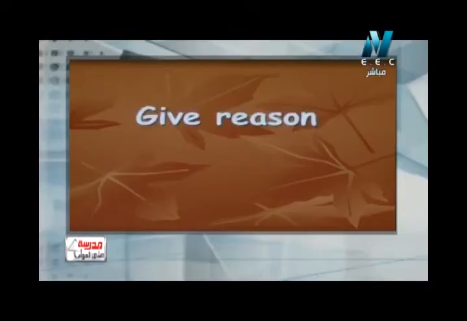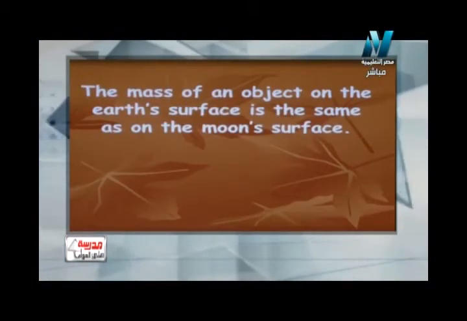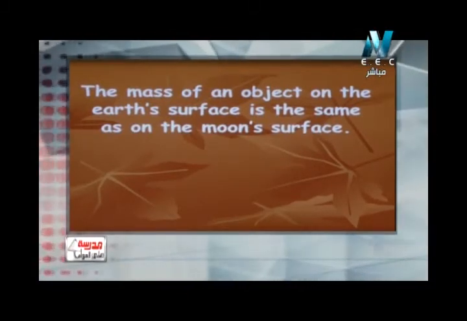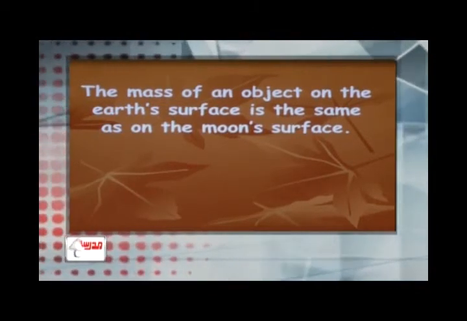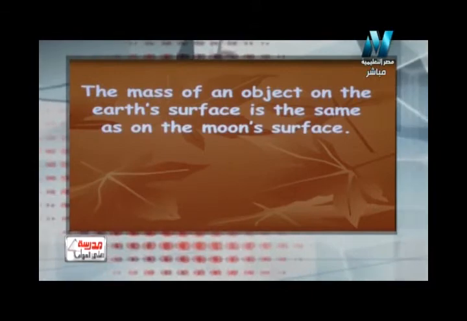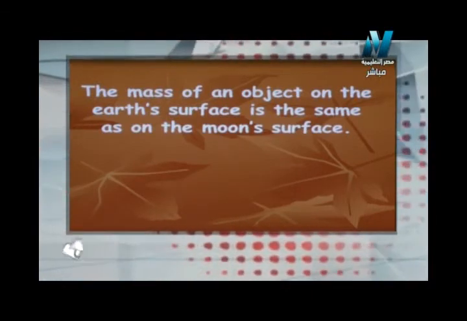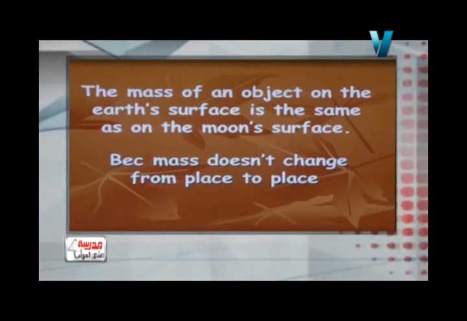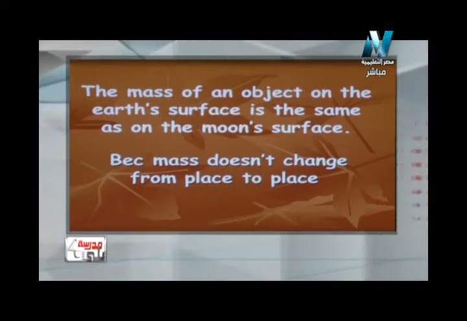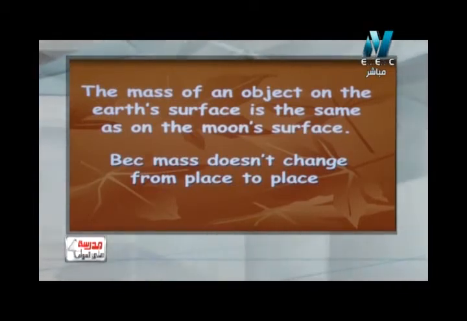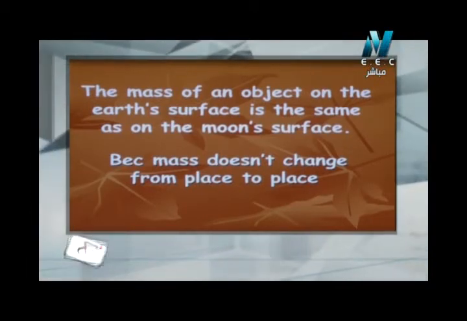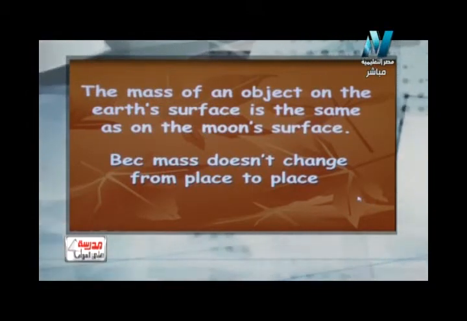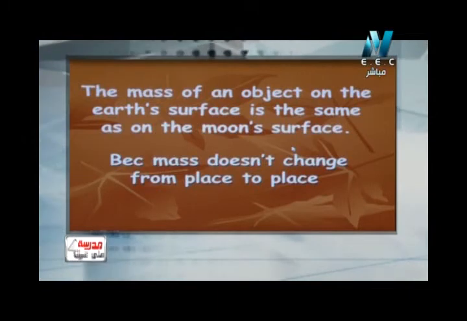The question says, give reason number 1. The mass of an object on the Earth's surface is the same as on the Moon's surface. It means the mass of any object on the Earth is equal to the same mass on the Moon or any other place, because mass doesn't change from place to place. We know that mass is a constant value that doesn't change from place to place. Mass is a constant value not affected by a change of place. Again, the mass of an object on the Earth's surface is the same as on the Moon's surface because mass doesn't change from place to place.